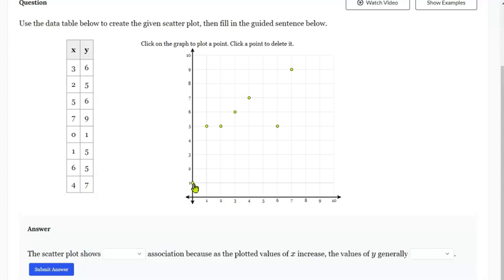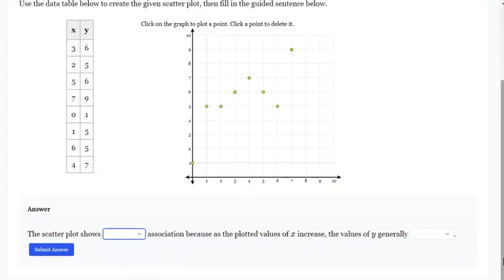Okay, I've taken the time to plot all 8 of the data points. And now it's time to answer the question down below. The scatter plot shows a type of association. Now, a type of association has to do with the general trend of the yellow dots. Are they trending positively upward or negatively downward? Ours are trending positively upward.